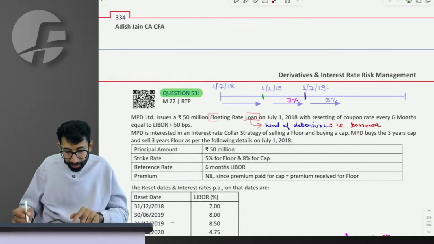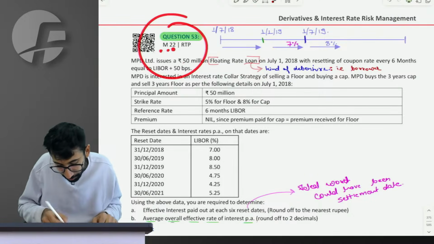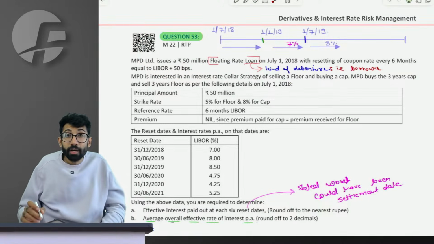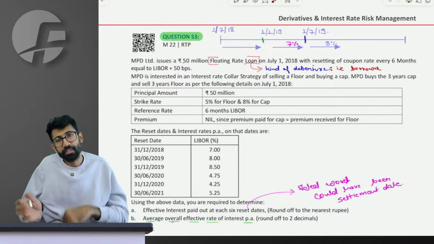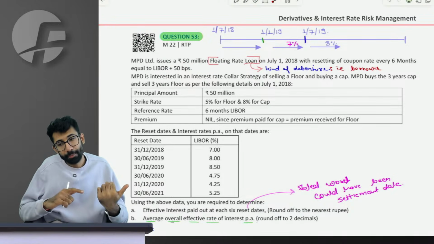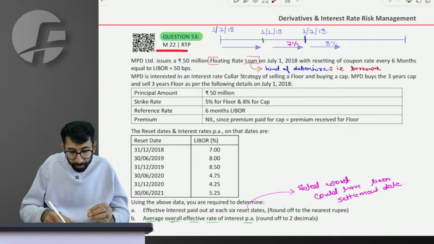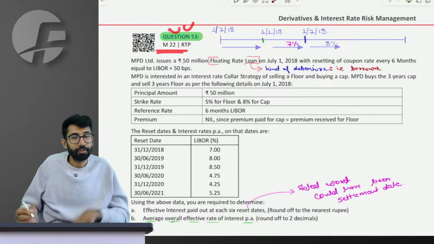Otherwise the question is really easy. Question 53 we're going to do entirely in the class. A scam that happened in the attempt of May 22. The same ambiguity that I explained in the previous question used to be there in this question when it was there in the study material.